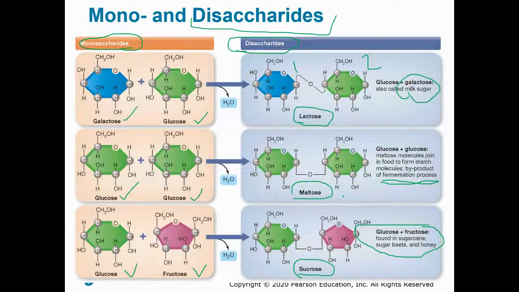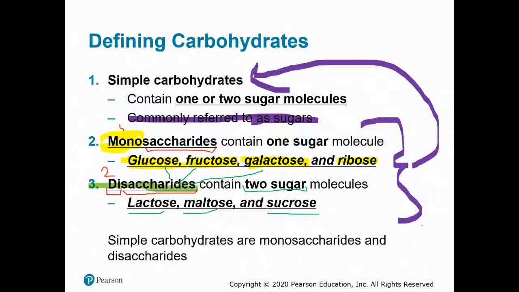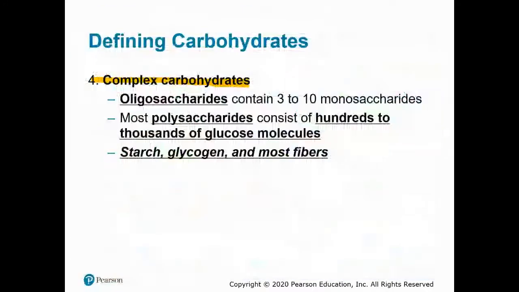So monosaccharides and disaccharides, collectively we can call these the simple carbohydrates or simple sugars. This term refers to compounds that have one or two sugar molecules in them. And then complex carbohydrates. This is really the bulk of what we'll talk about when we talk about carbohydrates, especially in our food.